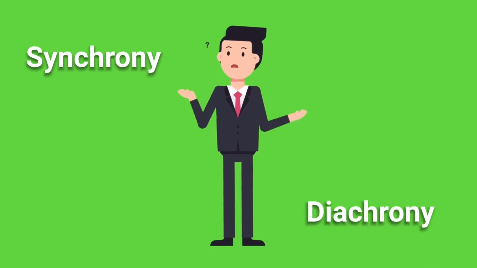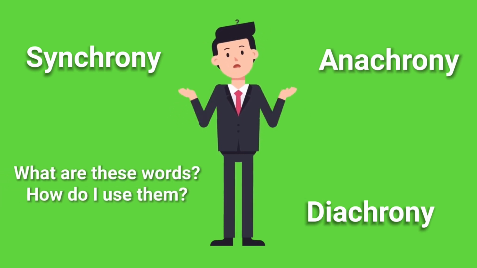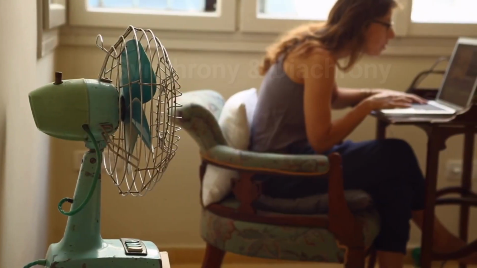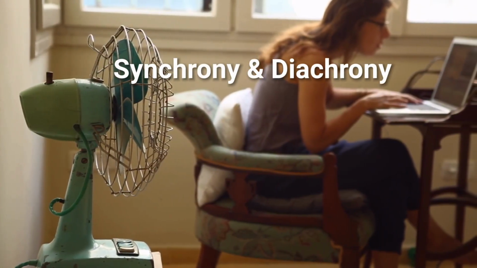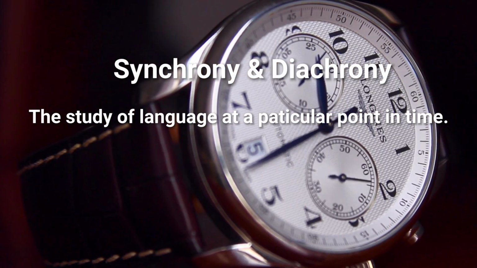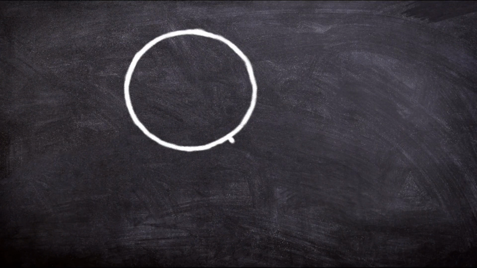Synchrony, Diachrony, and Anachrony. What are these big words, and how do we use them? Well, let's start with the deconstruction of the definitions. Synchrony and diachrony alike fall under the umbrella definition that is, the study of language at a particular point in time. To simplify this definition, you could say that these two terms help readers to look at a piece of writing in correlation to a specific time period.